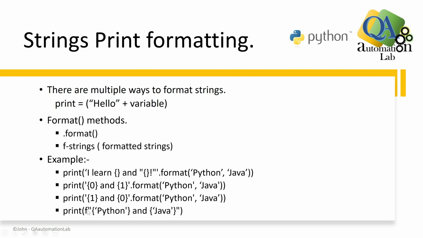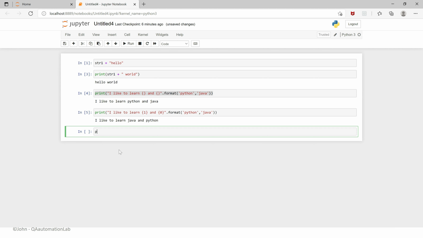The next one is f string. Instead of mentioning format, we will straight away mention the value inside curly brace using f string format. Let me show you in Jupyter Notebook. Print f string. Here I am mentioning I like Python and Java. Let me run this test.